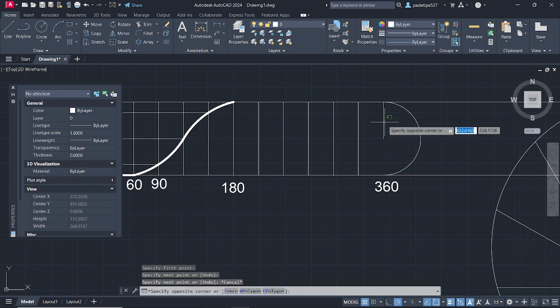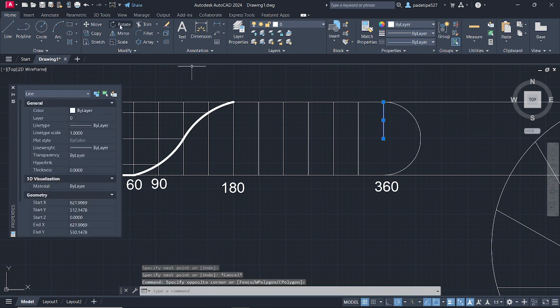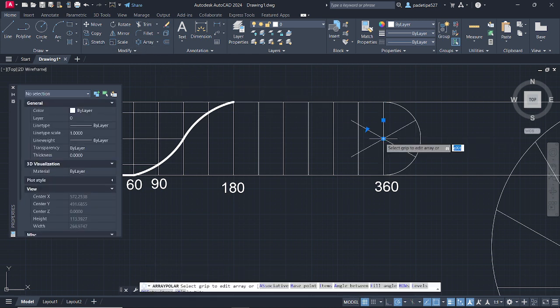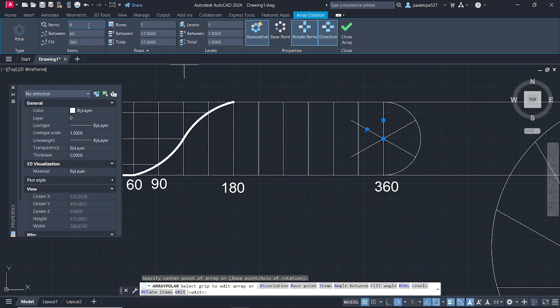From here, this one is the one we will now offset. Sorry, we'll array this. Center point is this. Remember we said 7, right? 1, 2, 3, 4, 5, 6, 7. Good, 7 lines. So we come here, 7 lines. All right.